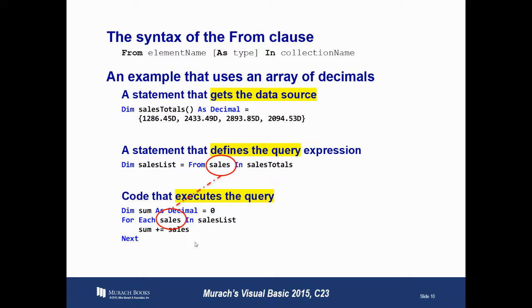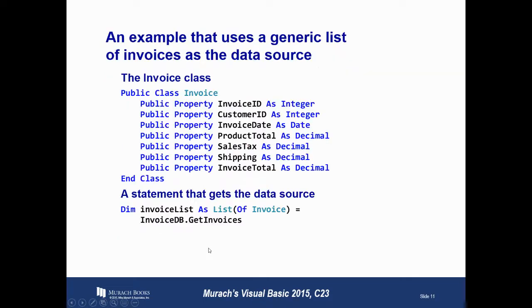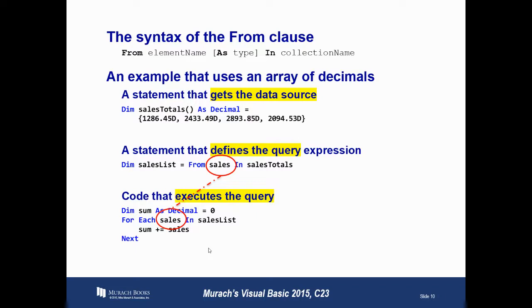So let's break this down. We're going to start with the from clause. So if we had an array of sales totals that are all decimal values, and we wanted to just pull all those out of there, you'd say from sales in sales totals, that's what you're going to put into sales list. And then you're going to say for each sales in sales list, in this case, we're just going to add them all together. This from sales in sales total, you generally use that same word in your for each statement as well. And well, I don't have an example of this one. This just added it all together.